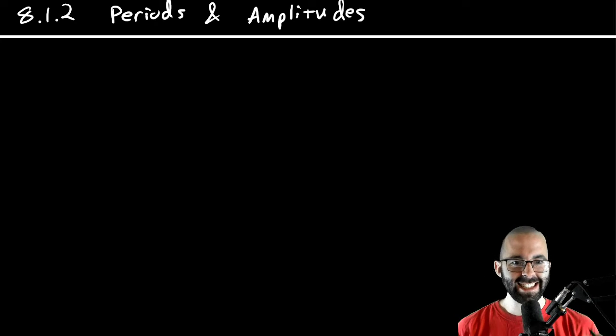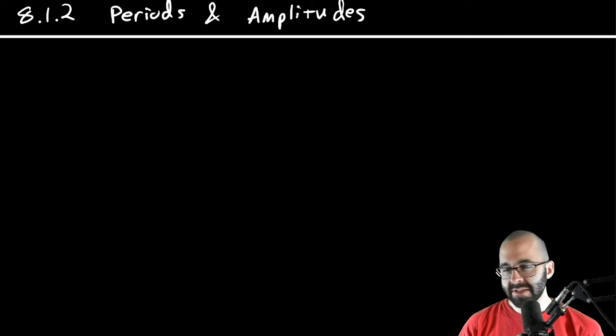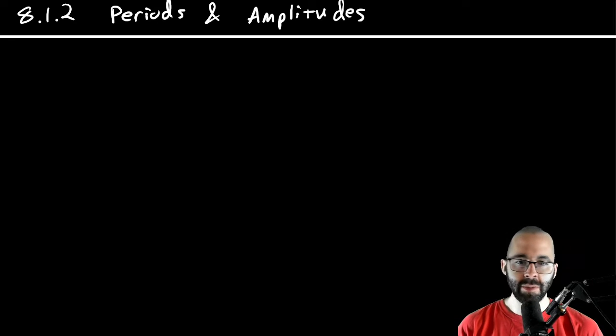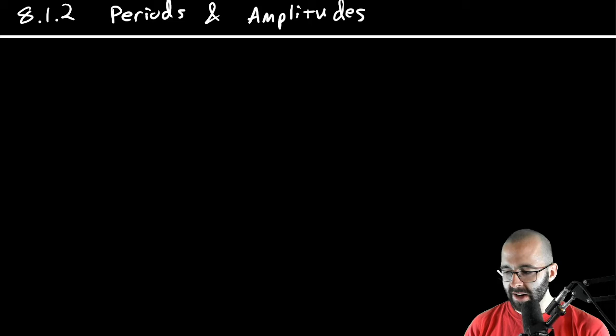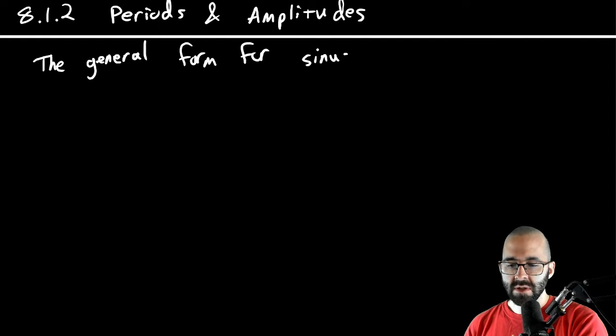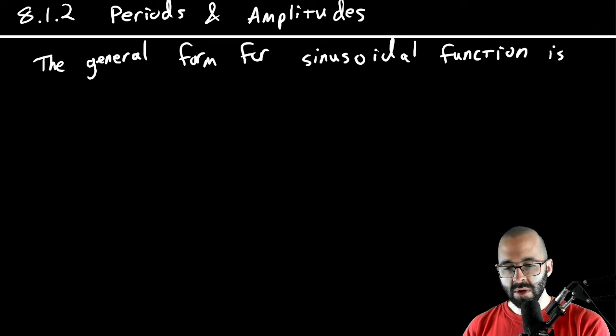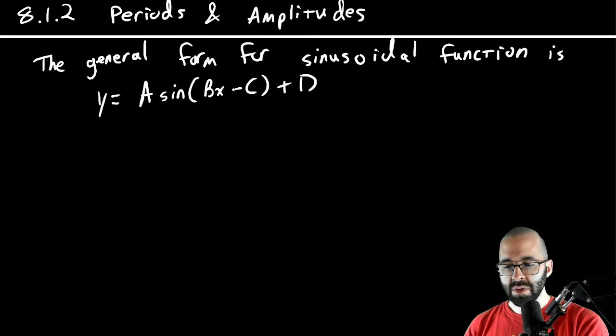All right, so let's really get deep into these topics now for graphs of sinusoidal functions. Sinusoidal just means sine, cosine, those waves that we see everywhere. So the general form for sinusoidal functions, and again, sine and cosine are basically the same function, just shifted over a little bit. We'll call that a phase shift later on. The general form for sinusoidal functions is y equals a times the sine of bx minus c, plus d.